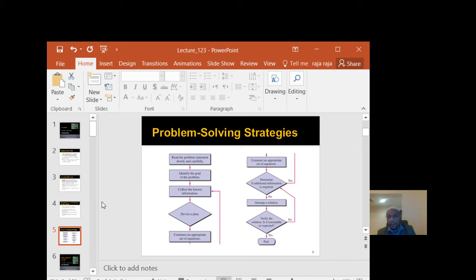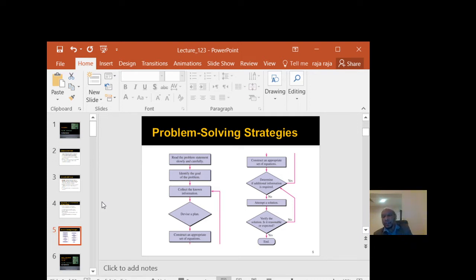And third, you have to collect the known information. So you have to collect the data to find the solution of the problem. Next, you come to the decision. So we have to make a plan: how we are going to solve the particular problem. The next one, you have to find the appropriate laws or mathematical equation or the logic of the solution.